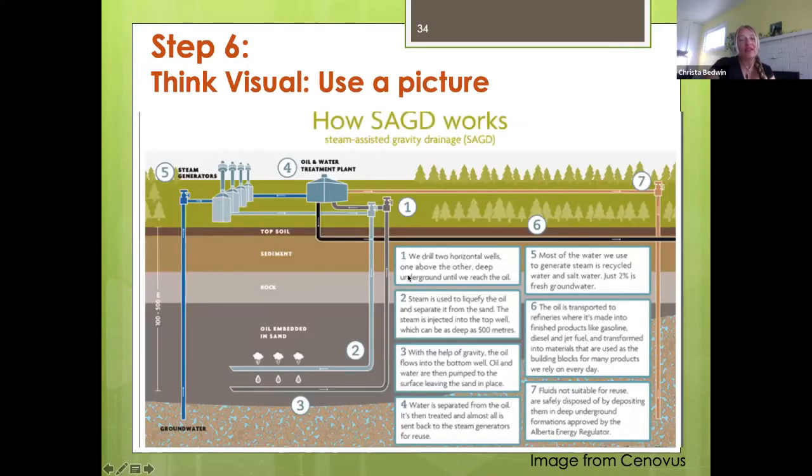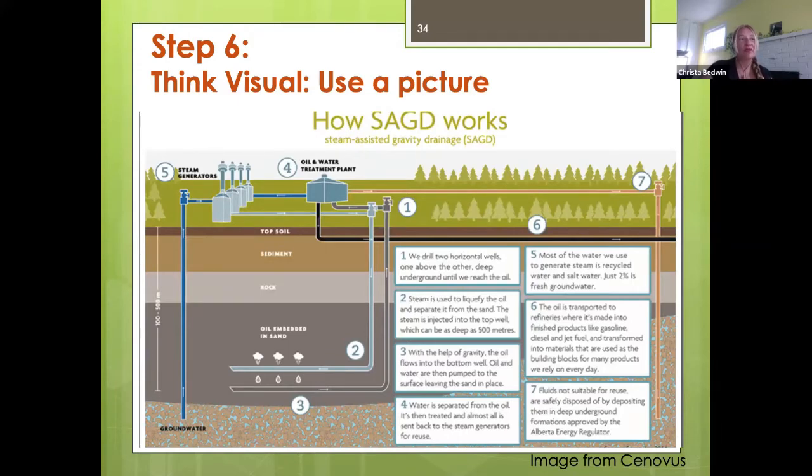So here's another way to think visual. So steam-assisted gravity drainage again. So this one is from an actual oil company, I think from 2001 or something. But if I was to tell you those seven paragraphs, it would be very boring reading, and it would be difficult reading because you would have to create the picture in your brain of how the technology works. It's not really fun. But when you have a picture, all of a sudden, this is quite fun, okay?